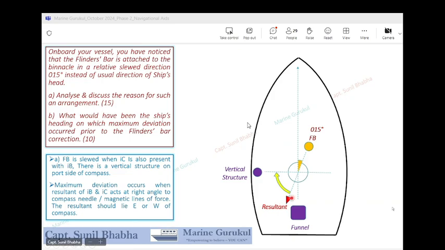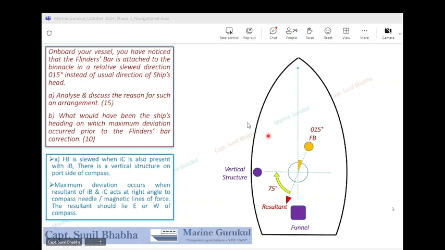The first option of bringing this resultant to port or starboard of the compass is that if the resultant moves in the direction of the yellow arrow by this much of an angle, it would come exactly west of the compass needle. Now the angle represented by this yellow arrow is 75 degrees. You see, the Flinders bar was slewed 15 degrees. So the remaining angle between the stern of the ship and the port beam of the ship is 75 degrees.